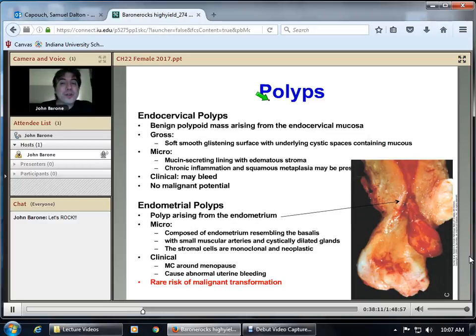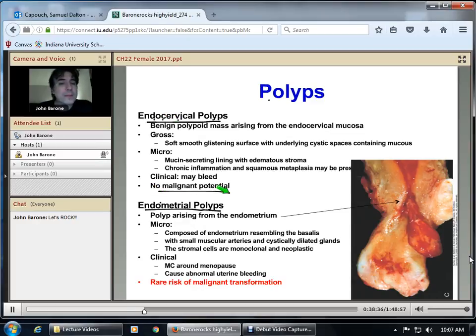Now the next thing we have to talk about is polyps. There are two places we can get polyps. We can get polyps from the endocervical area, or we can get polyps from the endometrium. Now only one of these is potentially malignant. So one of these can be a tumor, very important. It's usually the endometrium. This could be endometrial adenocarcinoma. So very important, if the polyp comes from the endocervical area, I'm not worried.